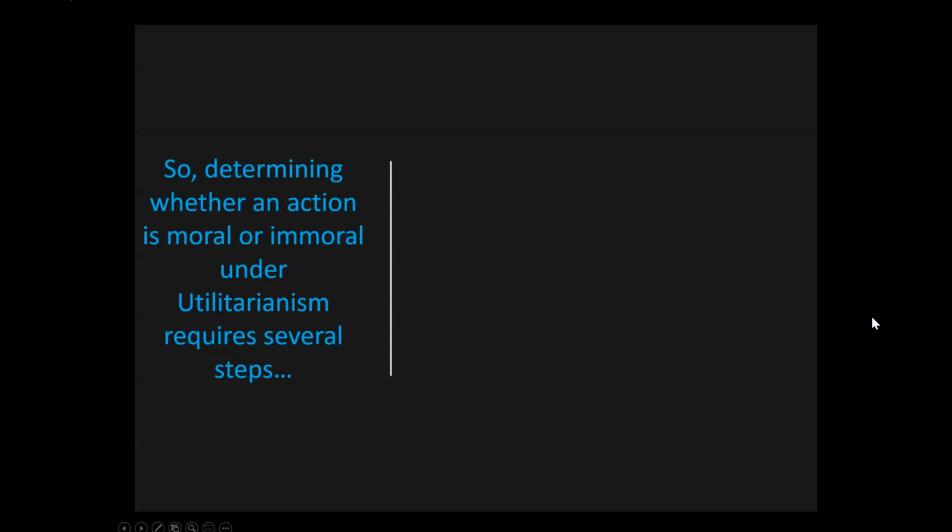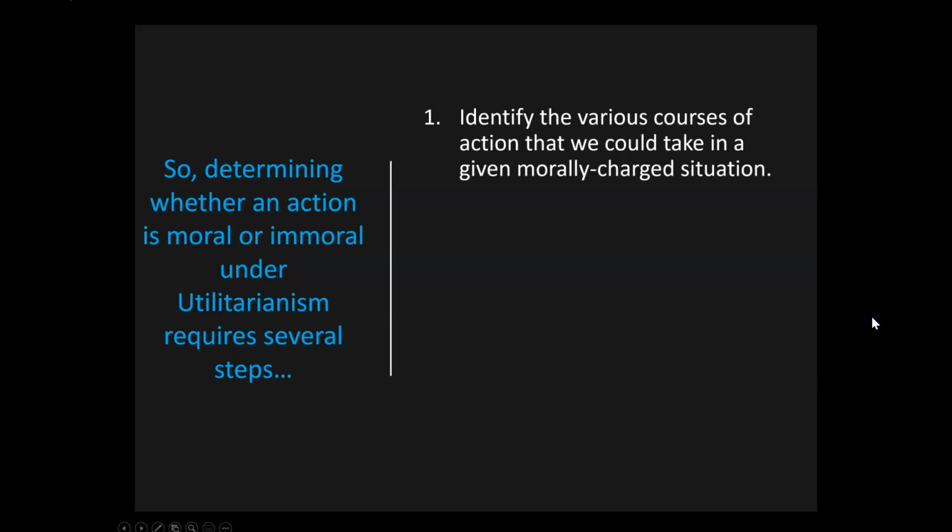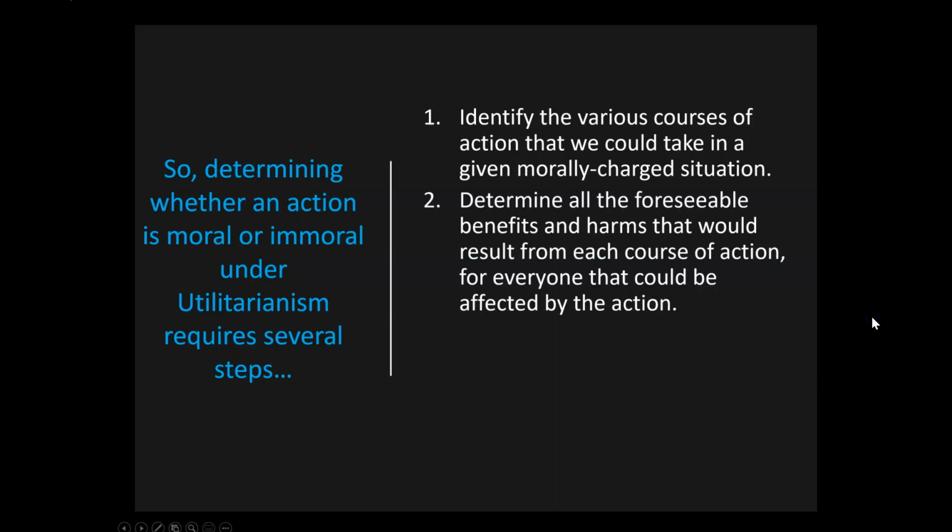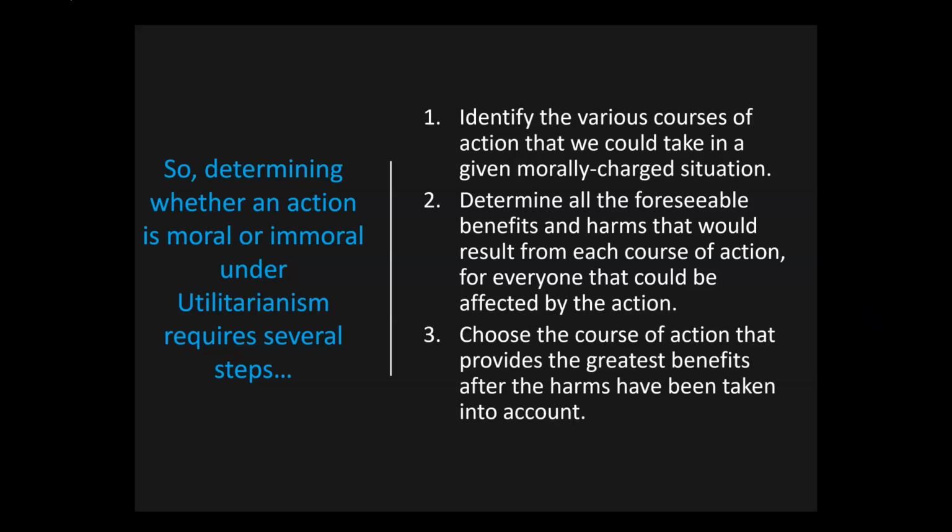So when determining whether an action's moral or immoral under utilitarianism, it's going to require a few different steps. Number 1, you have to identify the various courses of action that we would take in a given morally charged situation. 2, you determine all the foreseeable benefits and harms that would result from each course of action, and for everyone that would be affected by the action. And 3, you choose the course of action that provides the greatest benefits after the harms have been taken into account.